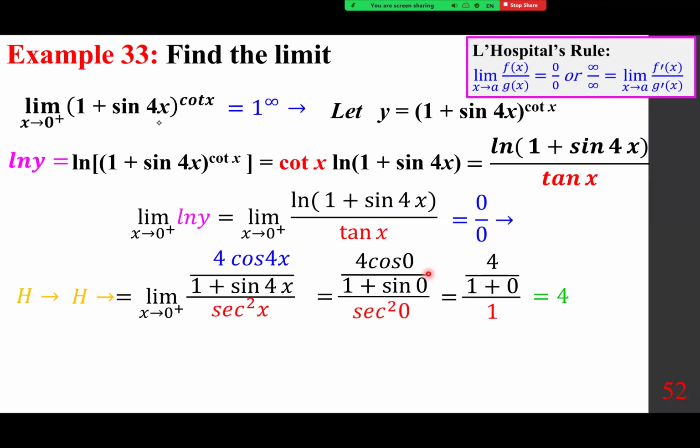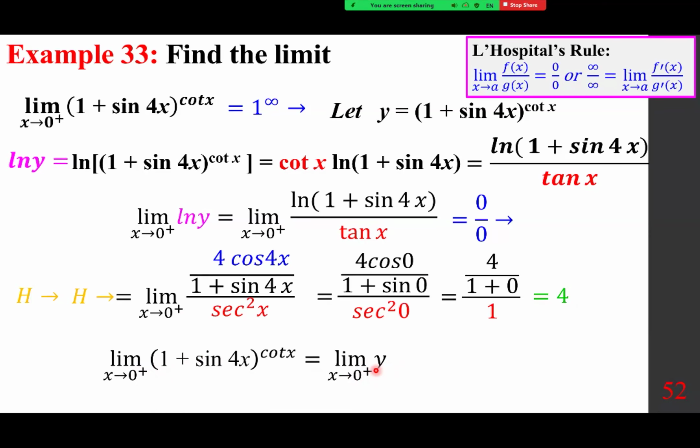So what is the answer to the question? E to the same power. So this original question is the limit of y as x approaches 0 from the right, and y is the same as e to the power of ln y. And we proved for ln y, we ended up with 4, so this must give us e to the power of 4.